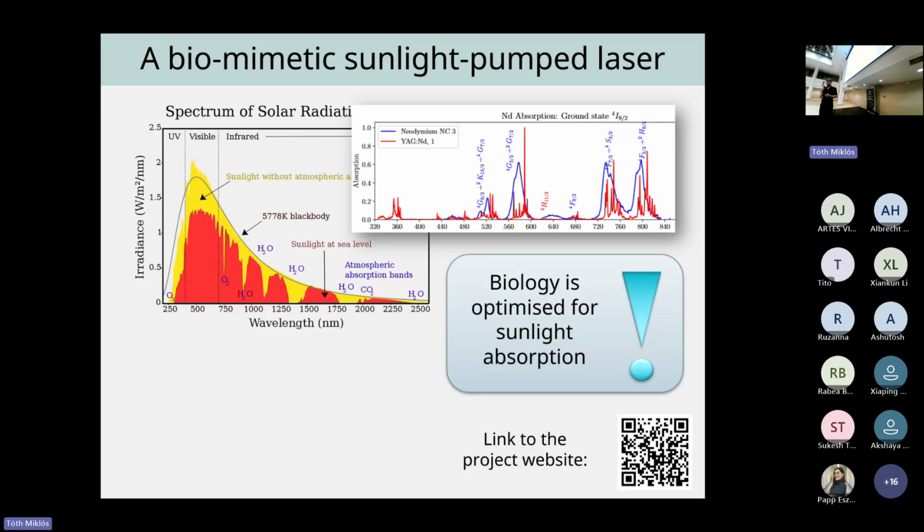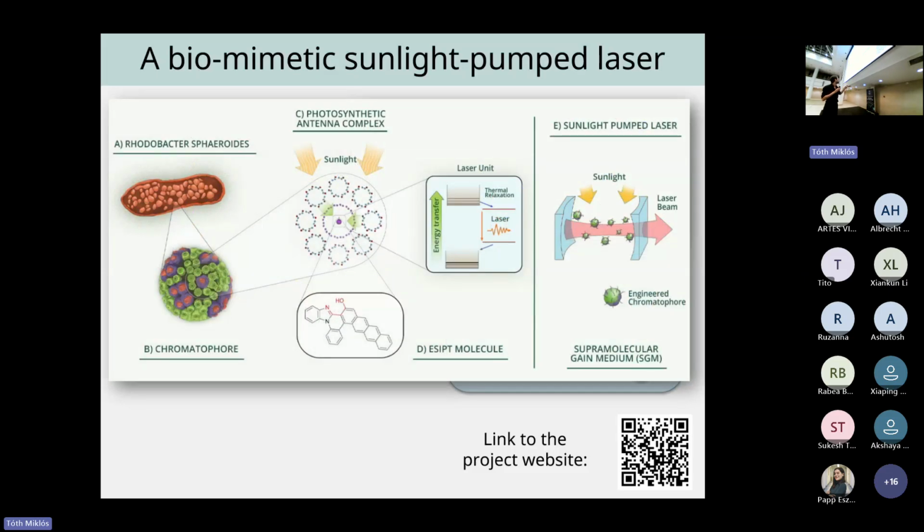So the idea is, what can we use? Well, we know that biology is incredible at absorbing sunlight. So the pitch would be to combine some biological components for absorbing sunlight with a great lasing gain medium to build a sunlight pumped laser. You use something that could act as a solar concentrator, like a chromatophore of purple bacteria. You attach some lasing gain medium. This could be a dye or maybe something like neodymium. And then you use the energy from the chromatophore to pump your lasing gain medium.